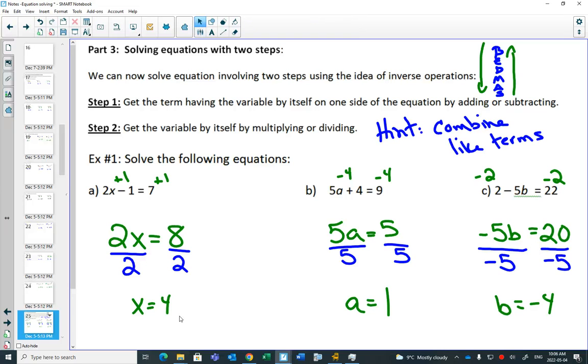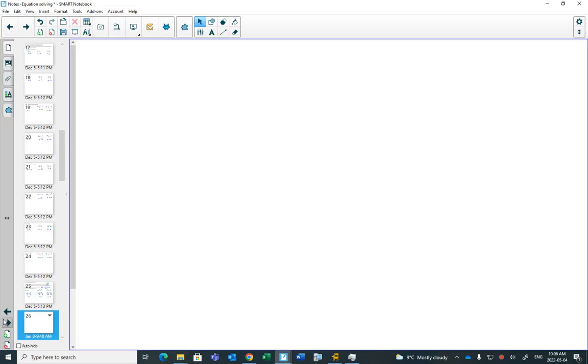So we're trying to combine our like terms. That's often telling us what we need to do for our first step. And then we're left with a one-step equation, which makes life easy. So here's 3 to try on your own. I'll put the answers up in a second.